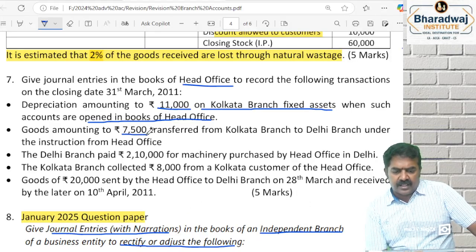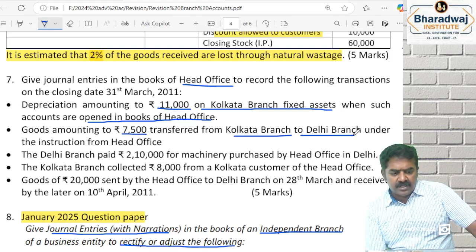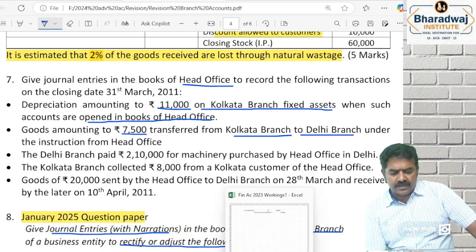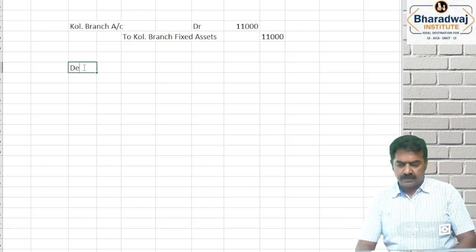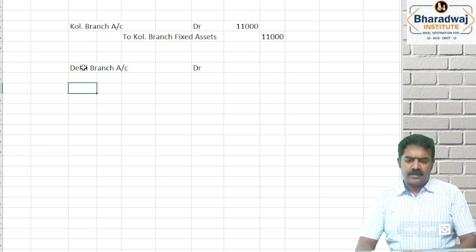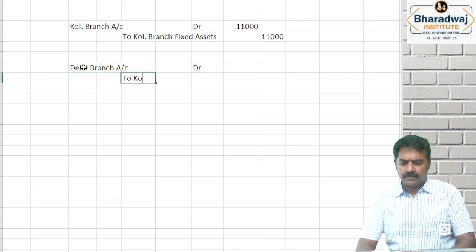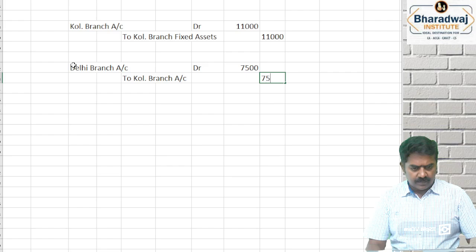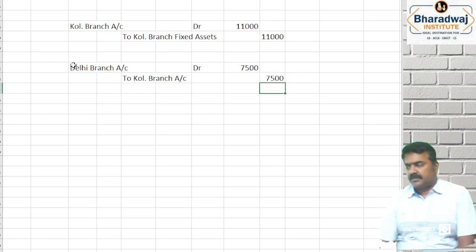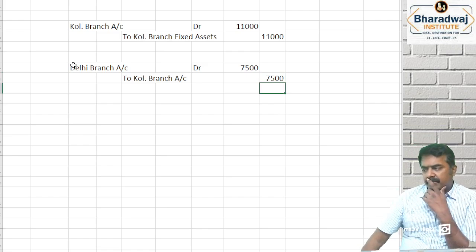Goods 7,500 transferred from Kolkata branch to Delhi branch under the instruction from head office. Simple. Debit the receiver, credit the giver. Which branch received? Delhi branch account debit, debit the receiver, credit the giver. How much transferred? 7,500 transfer. Next.